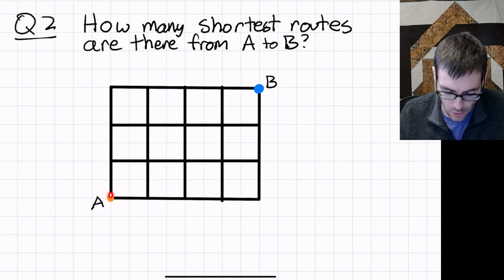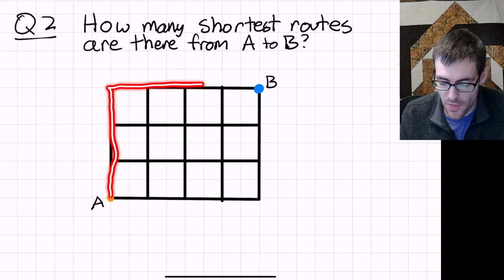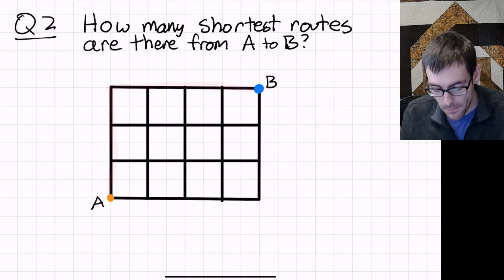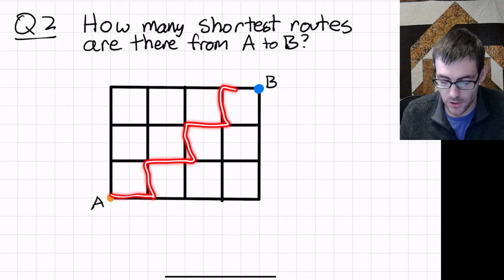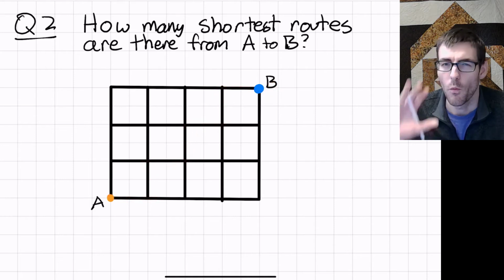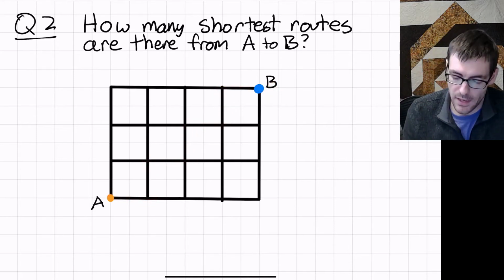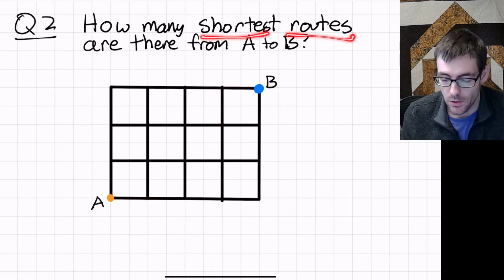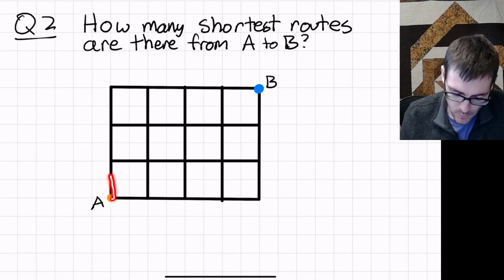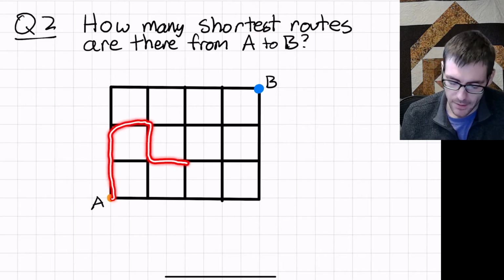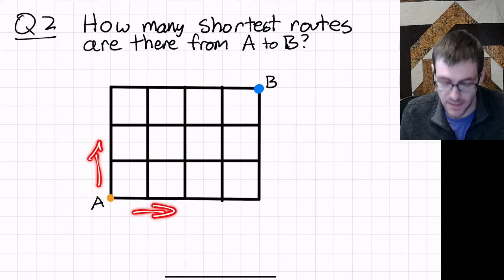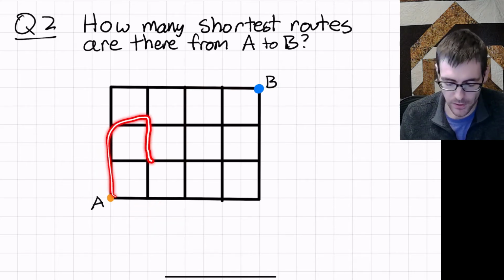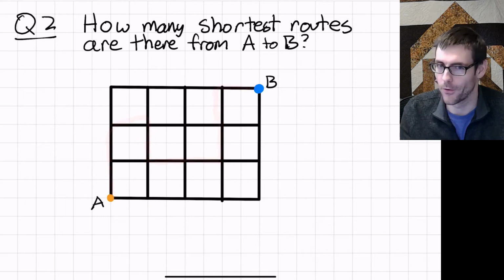You can go all the way north and then go east, or maybe you go east and then north, or maybe some other combination of these things. What we don't want to include when we say how many shortest routes are there from A to B is we don't want to ever be doubling back. So we want each step to either be going north or east. If we ever find ourselves going south, we're really going in the wrong direction.